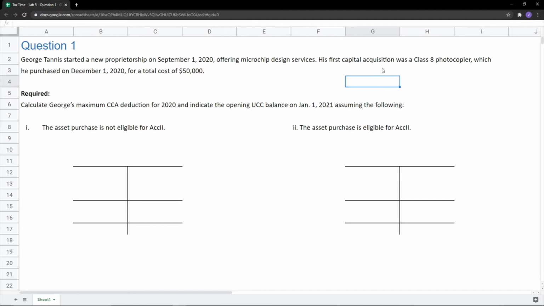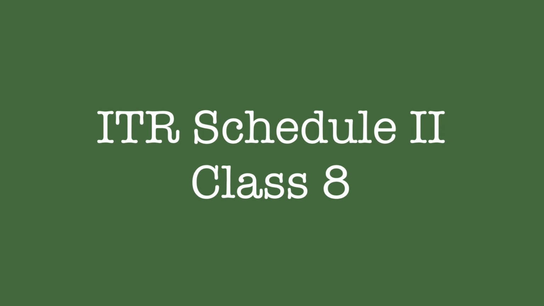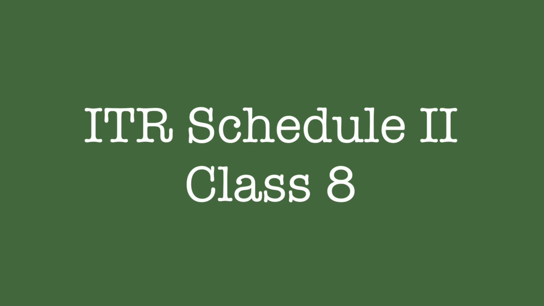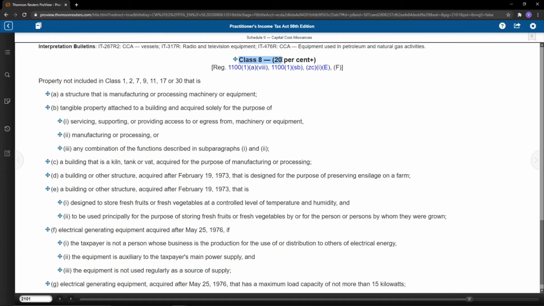Now let's take a look at the question again. It does say that the photocopier, let's highlight over here, is a Class 8. See, we told you the class. Class 8 photocopier, but we haven't told you what percentage is used for Class 8. For that, you need to go to the Income Tax Act. So why don't you take a moment and go to Schedule 2 of the Income Tax Act and look up Class 8. If you get to Class 8 in the Income Tax Act, you will see that it's 20%.